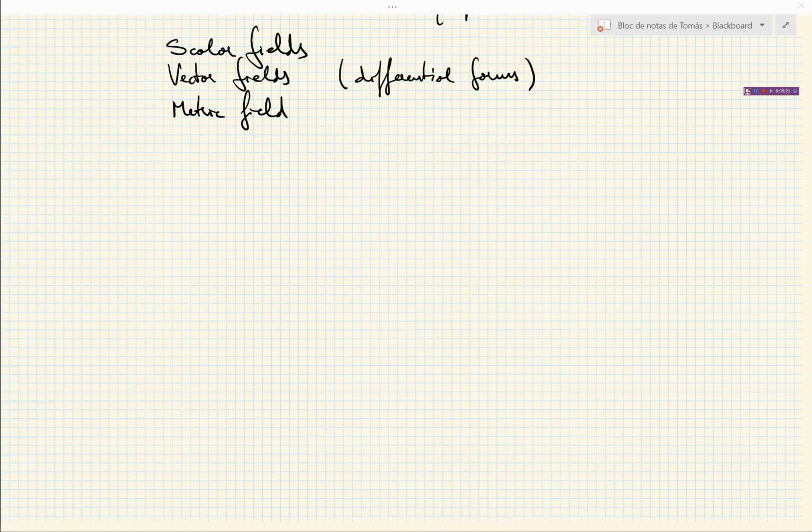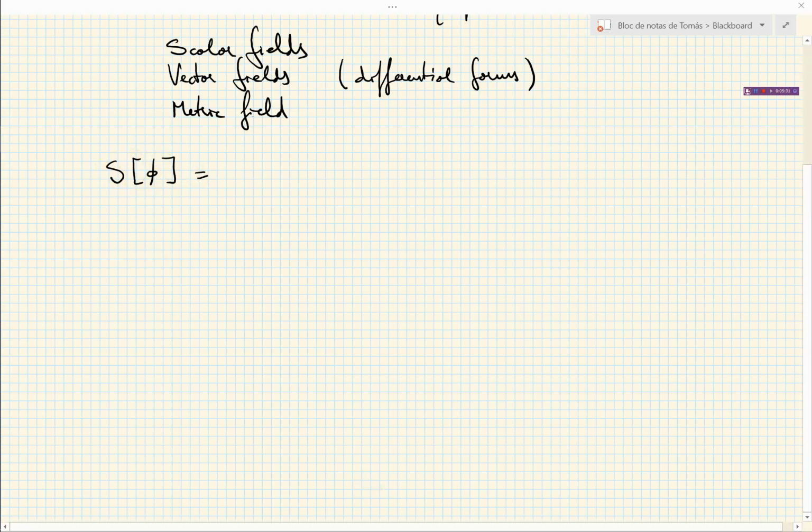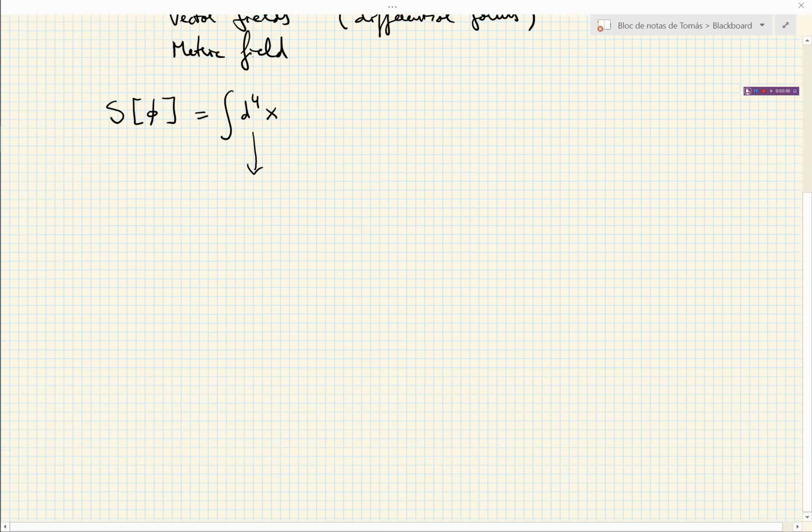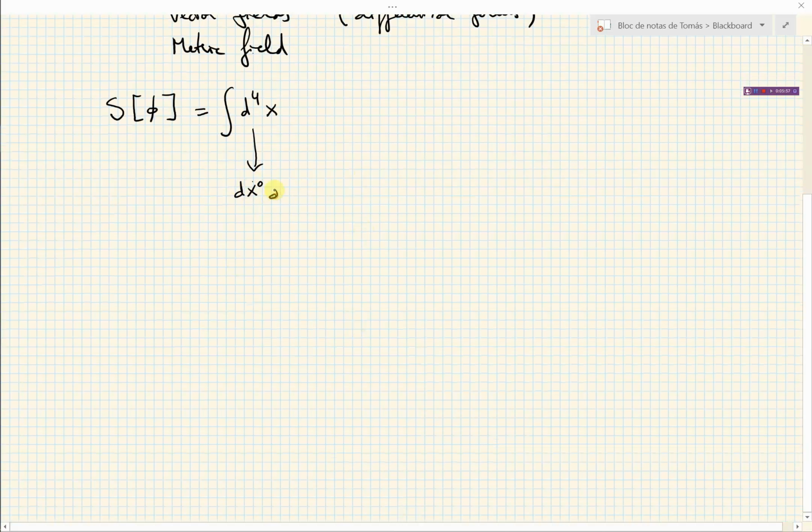So now the action for some relativistic fields, which I represent generically as this phi, instead of being an integral over time that can never be relativistic invariant, will have to be an integral over this d^4x, which is by definition the product of this differential. So it is a 4-volume integral dx^0 dx^1 dx^2 dx^3. This we can call d^3x.